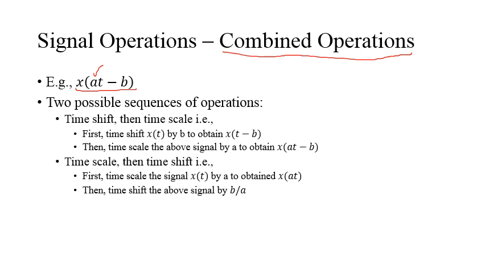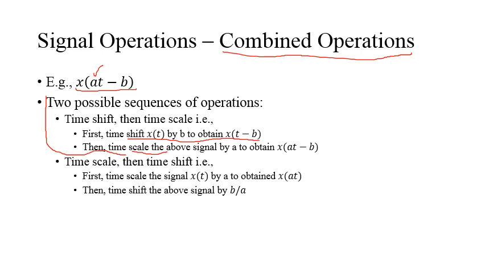So how will we proceed with this type of problem where we are given more than one operation on the independent variable at a time? There are two ways we can go, and the preferred one is the first one, and that is we shift. We perform the shift first, because the shift operation has the precedence. And after shifting the signal, we perform the scaling operation. In this case, it is scaled by a factor of a.